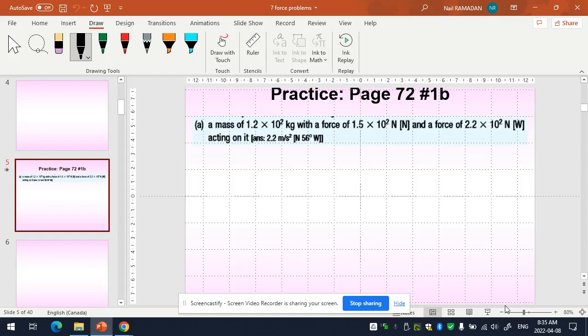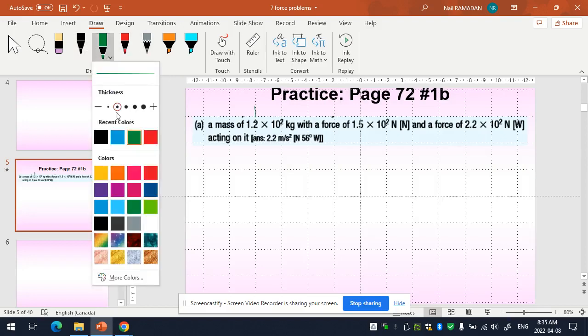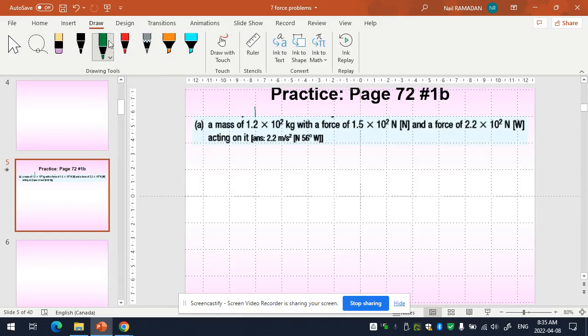Well, we have a mass of 1.2 times 10 to the 2, or just 120. Everyone go ahead, just write 120 kilograms. Okay, with a force of 1.5 times 10 to the 2, so 150 newtons. Which direction? North, only pure north. What kind of a direction is north? Good or bad? North is good because it actually falls perfectly on the vertical axis.